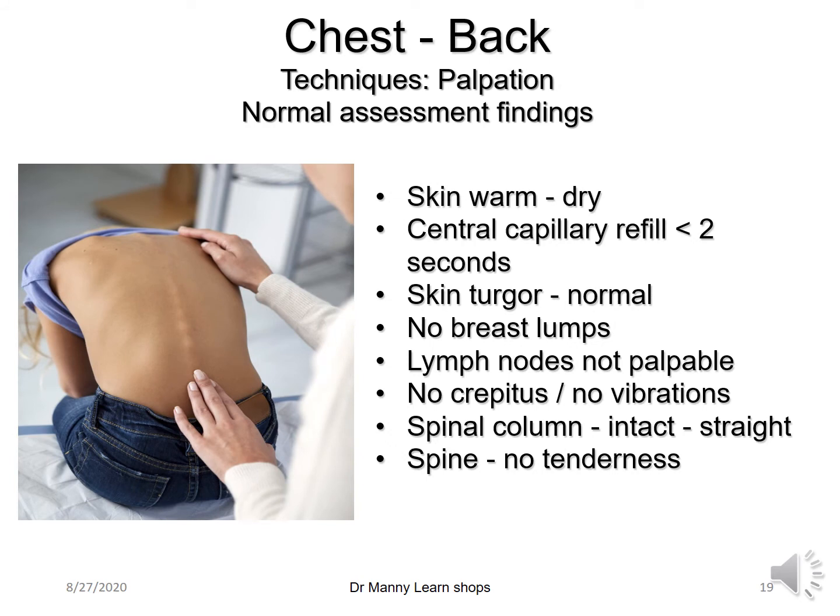If we were using the technique of palpation, we must have found something that we're concerned about. When we touch the skin, it's typically warm and dry. The central capillary refill time, which means over the sternum, is less than 2 seconds. Peripheral should be similar as well, but we're not looking at the fingers or the toes at this point in time. Skin turgor is considered normal. There are no breast lumps. Lymph nodes are not palpable. There's no crepitus, which means palpable vibrations. The spinal column is intact and straight, and if we do touch it, which we're doing with palpation, there's no tenderness.